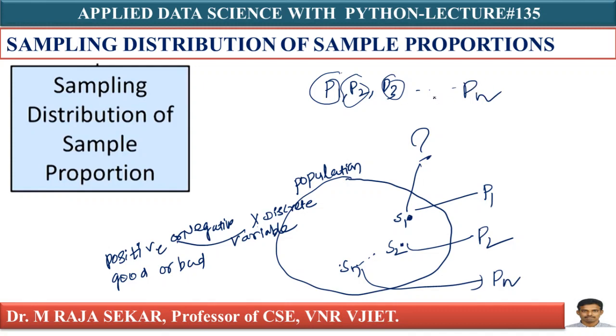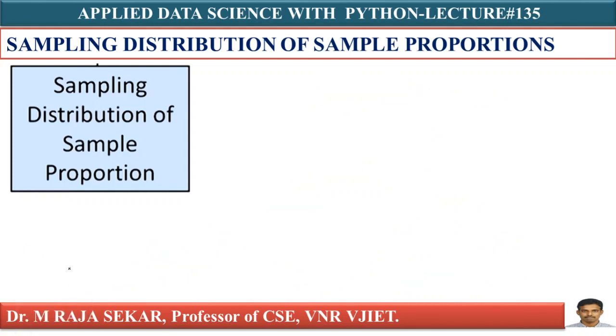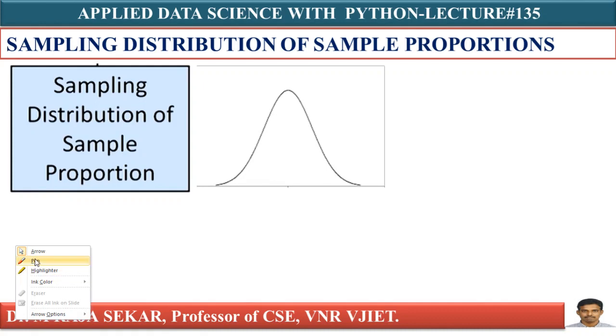For these proportions, certainly I can plot and construct a frequency distribution. Once I construct the frequency distribution, what type of distribution will I get? Certainly it will follow a normal distribution. If I take samples, calculate proportions in each sample, and plot them, I will get a normal distribution.